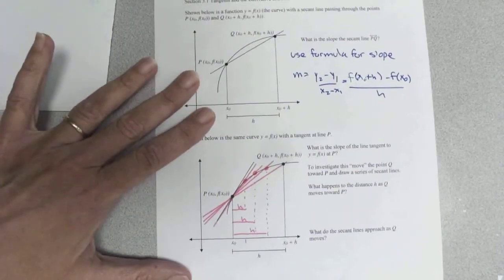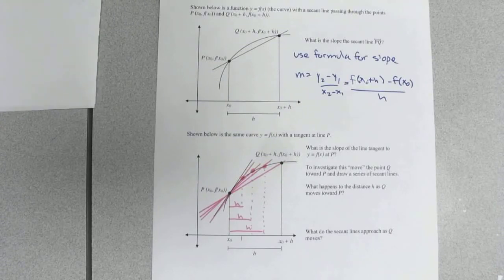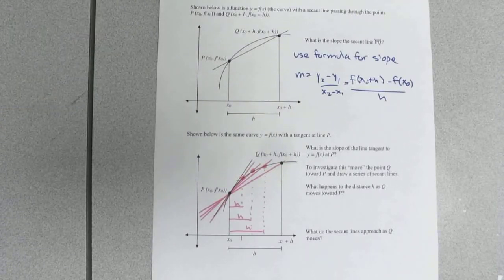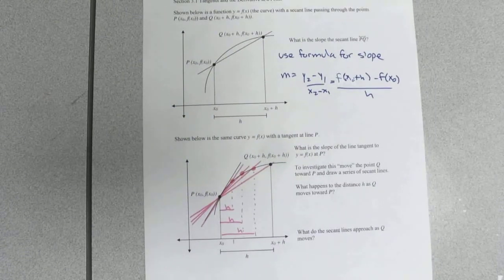Okay, so I have my point Q that I just keep moving down, and I see what the secant line's doing, and I see what that distance h is doing. So to investigate this, move the point Q toward P and draw a series of secant lines. And then the question I'd ask the class, but the classroom's empty, so I'll ask and answer it myself. What happens to the distance h as Q moves towards P?